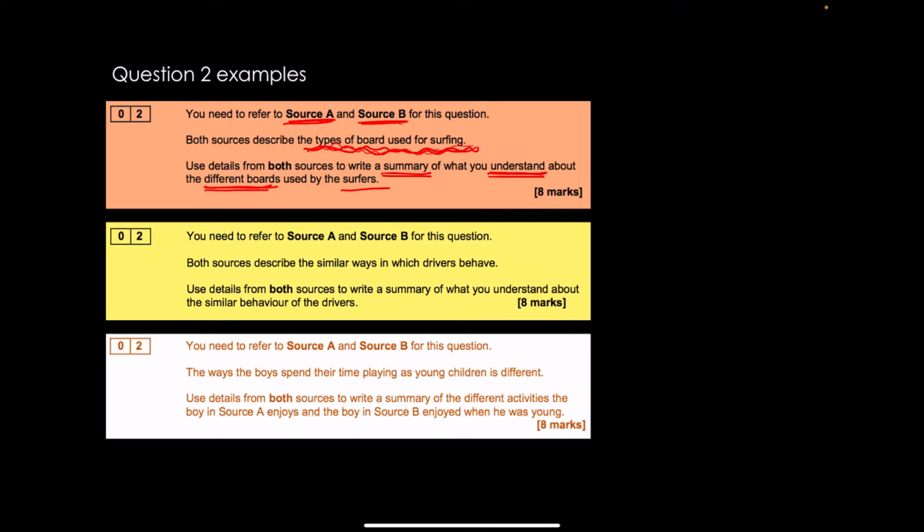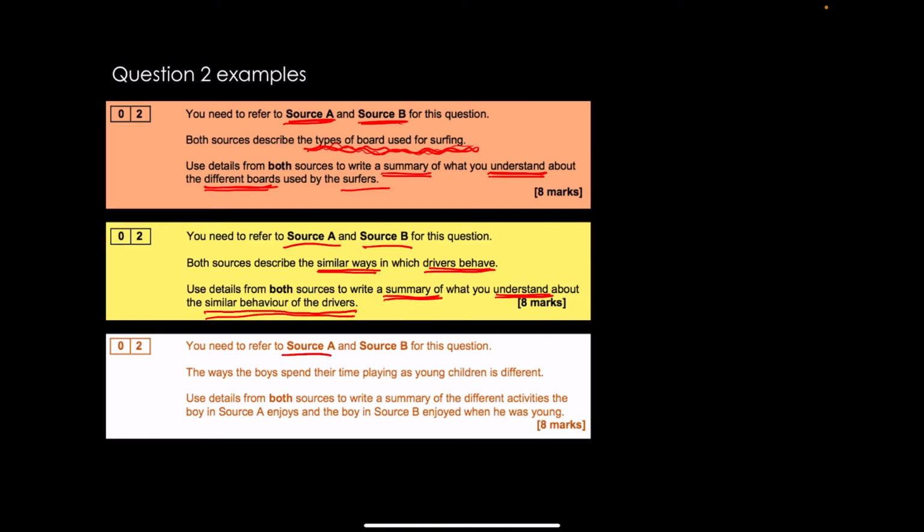Now you can choose one of these 3 questions, or you can do all 3. It's up to you. The next question, again, you're looking at both sources. This will always be the case for Question 2 on Paper 2. Both sources describe similar ways in which drivers behave. Use both sources to write a summary of what you understand about the similar behaviour of the drivers.